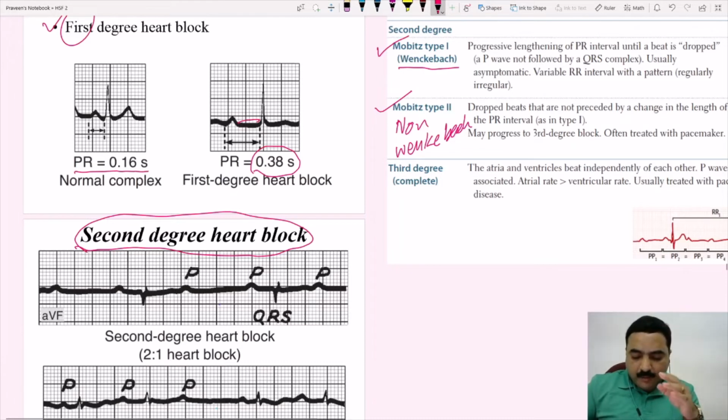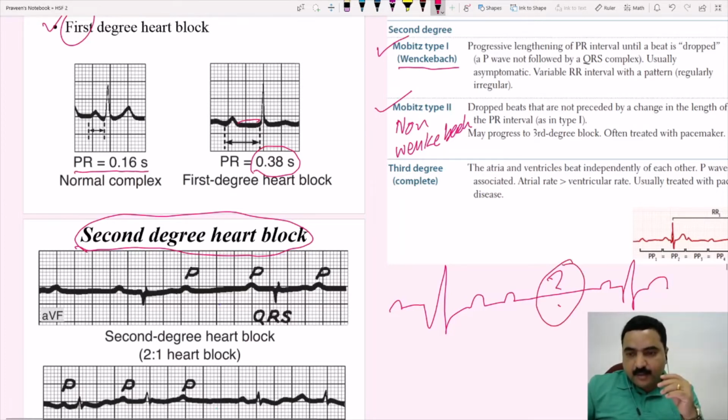So you have the P wave, then the QRS complex, the T wave, and then you have a P wave, and this impulse is not transmitted down, but the next impulse is transmitted down. So you are missing a QRS complex over here. You miss a QRS complex, that means there is a drop. One of the impulses is not passed down, so we refer to that as a second degree.